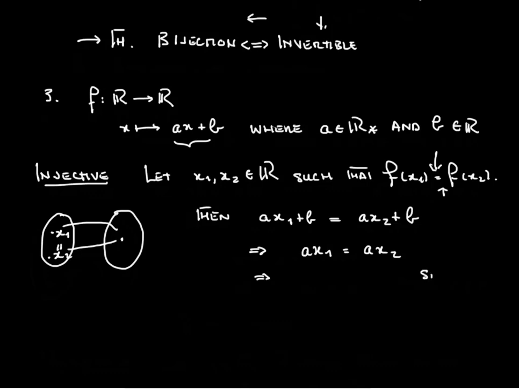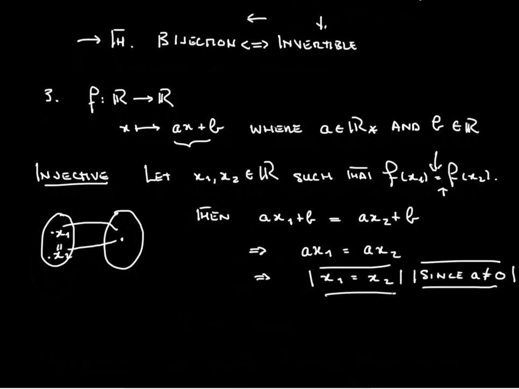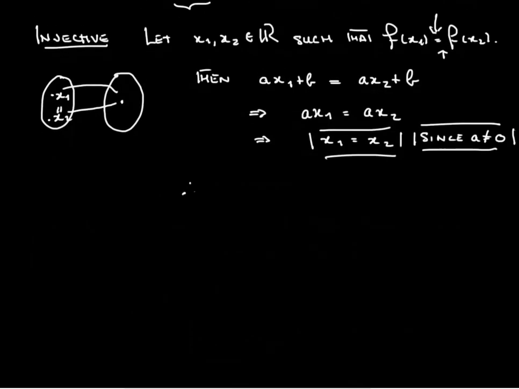And since a is distinct from 0, it has an inverse for multiplication. So you can multiply both sides by 1 over a, but this is only because a is distinct from 0. So we multiply 1 over a to both sides, and we'll obtain what we wanted: x1 is equal to x2. Let me bring that down, and we have f is injective.